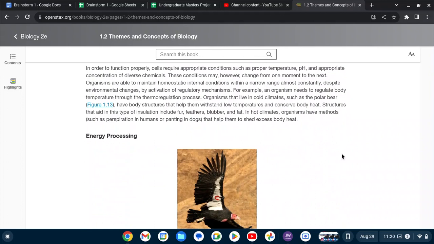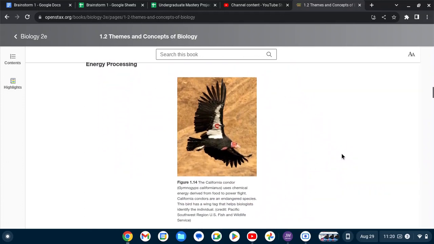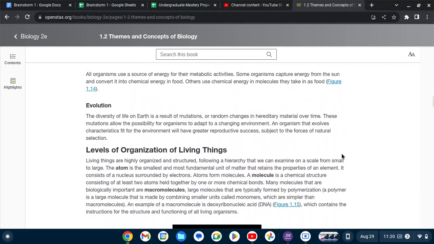Organisms that live in cold climates, such as the polar bear, have body structures that help them withstand low temperatures and conserve body heat. Structures that aid in this type of insulation include fur, feathers, blubber, and fat. In hot climates, organisms have methods such as perspiration in humans or panting in dogs that help them shed excess body heat. Energy processing. All organisms use a source of energy for their metabolic activities. Some organisms capture energy from the sun and convert it into chemical energy in food. Others use chemical energy in molecules they take in as food.